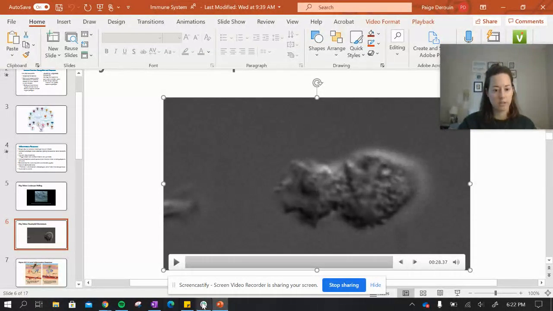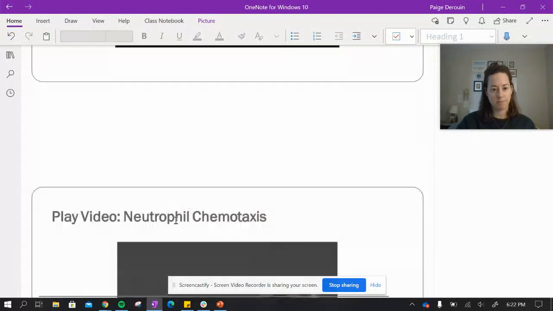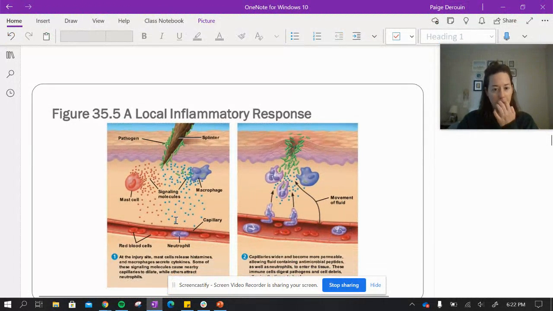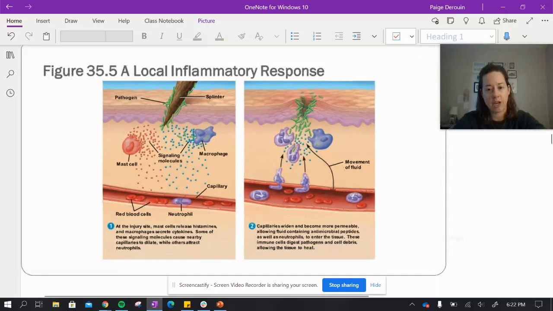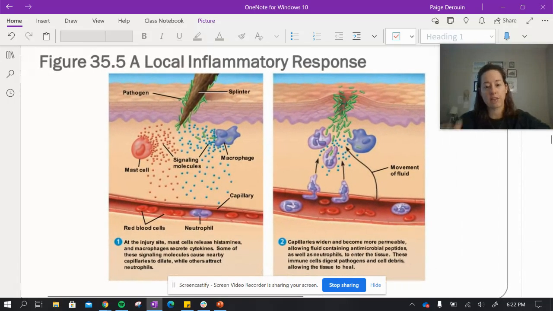Okay, back to my slides. All right, here is a nice little image of a local inflammatory response. So again, this would be smaller scale and just the site where the splinter entered the body.